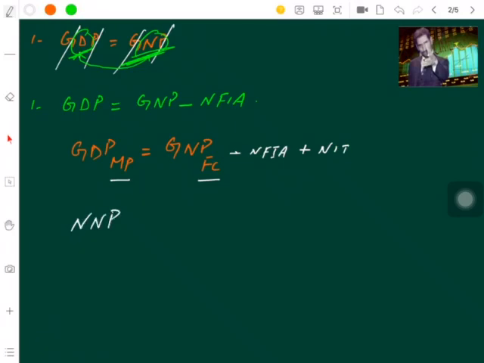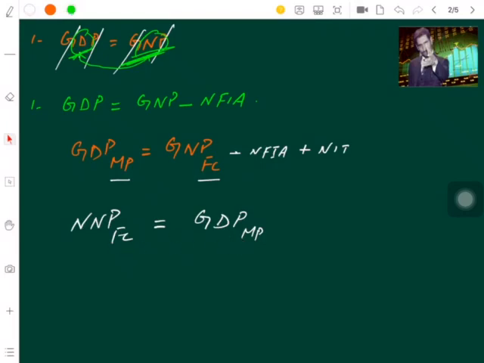Say NNP at FC equal to NDP. Why don't we do one thing? Let us make it a bit difficult. We'll do it like GDP at MP. Look here. This is NNP at FC, net national product at factor cost. This is gross domestic product at market price. So the first two, net and gross. Second is national and domestic. Third is the factor cost and market price.